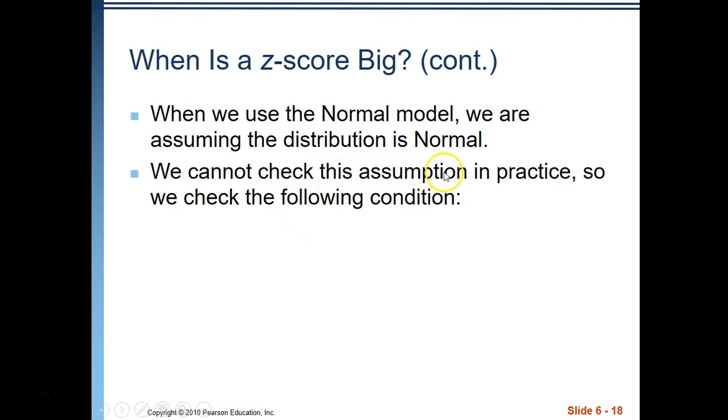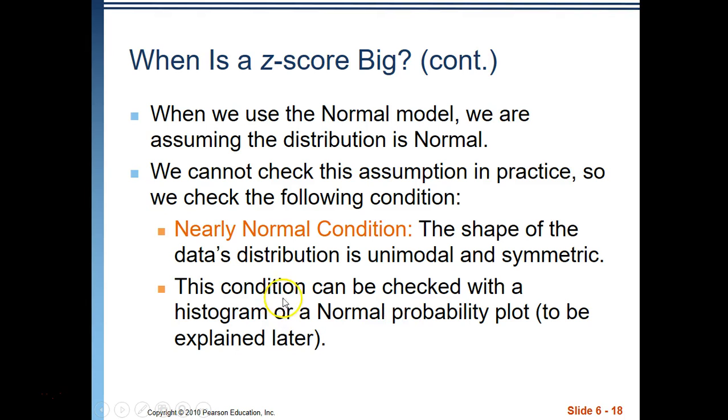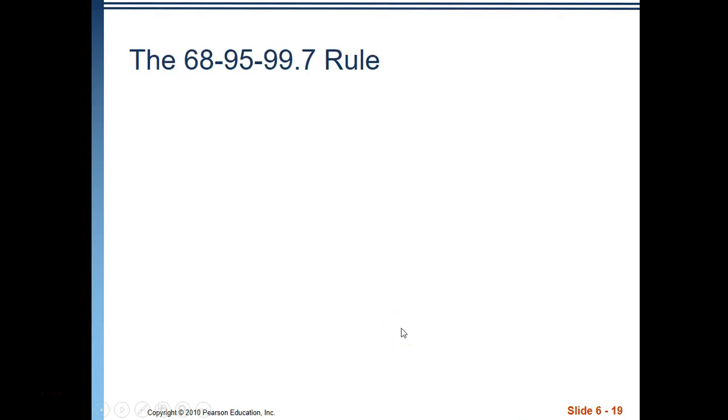We cannot check this assumption in practice, so we check the following conditions. Nearly normal condition: the shape of the data's distribution is unimodal and symmetric. We want to make sure that's happening. This condition can be checked with a histogram or a normal probability plot. You kind of want to see what the graph looks like. Does it look normal or not? I'll explain a normal probability plot later. I actually like them a lot. It's very helpful to see if they are or not. And if so, we can go over this rule, which we already hit on, and I'll pause there, and we can go over it when we come back.